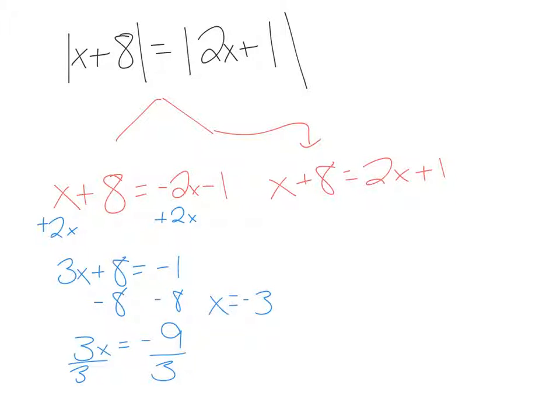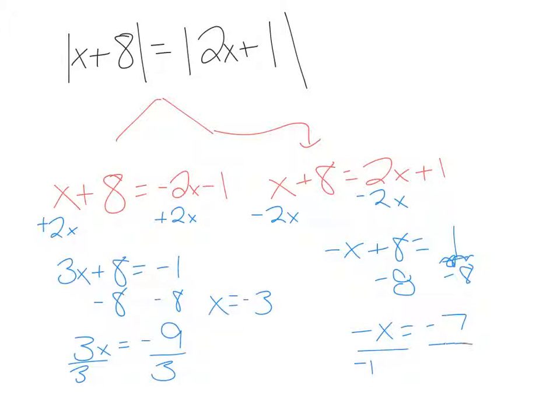For the other side, I subtract the 2x. I get negative x plus 8 equals 1. I minus the 8 from both sides. Not divide, minus, sorry. So let's see, 1 minus 8, I get negative x is equal to negative 7. So what do? Those are my two answers.